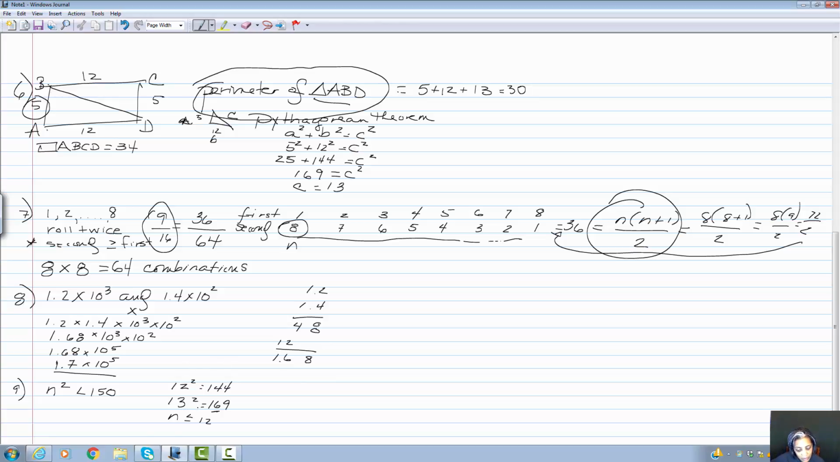And remember that trick that we talked about up here? We can use that again because the question is, what is the sum of all possible values of n? So this would be 1 plus 2 plus 3 and so on. So we're going to take 12 times 13 divided by 2, and that's 156 divided by 2, which is 78.